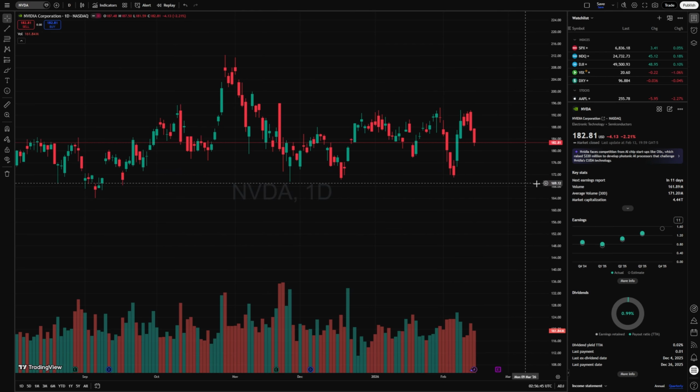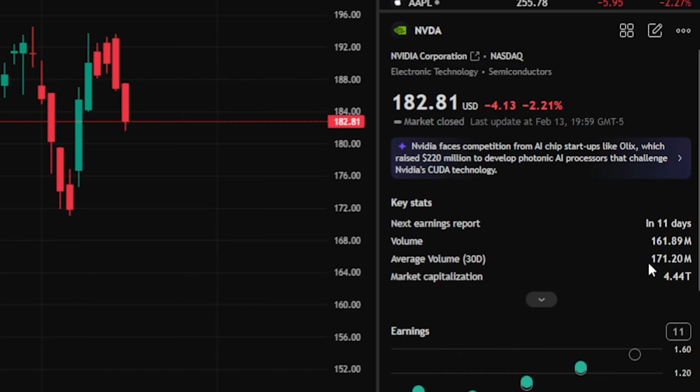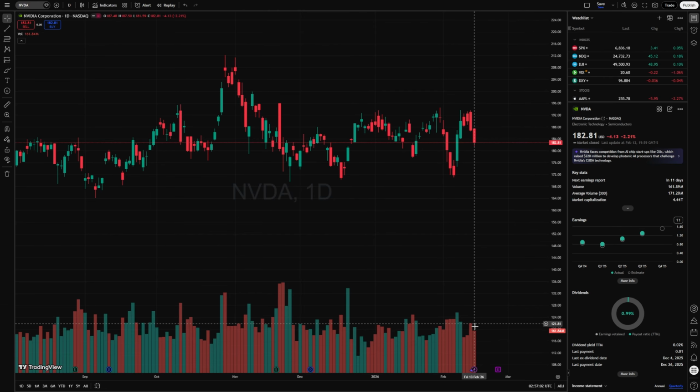But since the average volume in the past 30 days is 171, you could argue that this is getting a tiny bit into price action. Since volume was less than average and it went down, if the market gets back into normal volume, price could reverse and start going back up. That's one way to look at it.